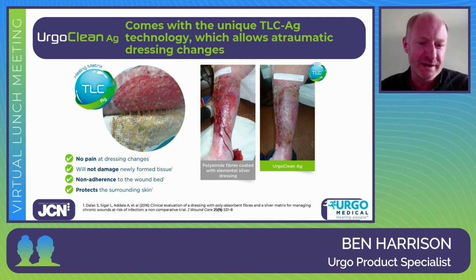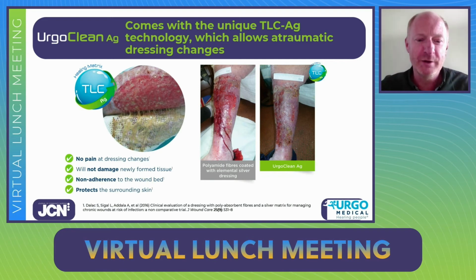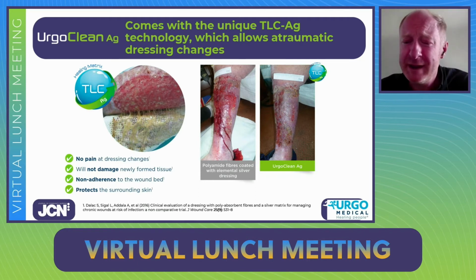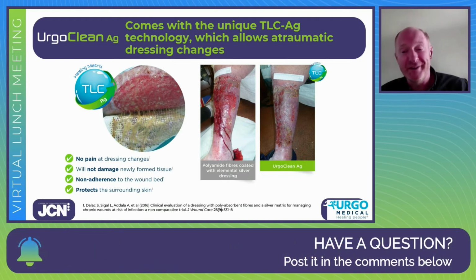On the left-hand side, you can see a polyamide fiber dressing. That's a contact layer coated with elemental silver. And even though it's classed as an atraumatic dressing, you can see how damaged the skin has become underneath it. So with UrgoClean Ag, you get no pain at dressing changes. It won't damage newly formed tissue. It has complete non-adherence to the wound bed because of the unique TLC Ag contact layer. And it protects the surrounding skin as well. And that's really going to help your patients not fear dressing changes and be really good for their state of mind as well.